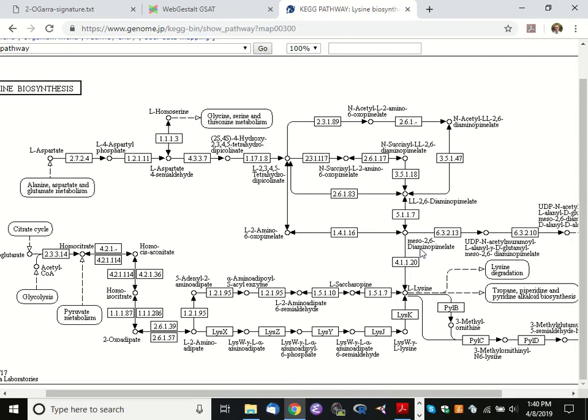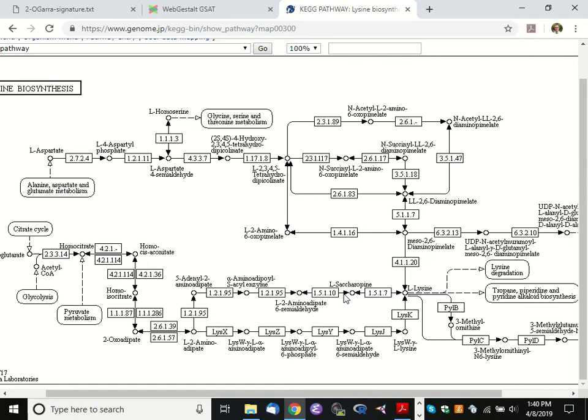Right? You could have meso-2,6-diaminopimelate as an input that leads through this pipeline to L-lysine. You could have L-saccharopine. All right, that could go this way. You could be starting with N6-acetyl-L-lysine, which can feed in this way as well.